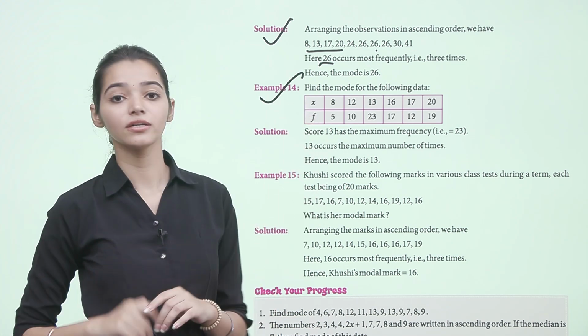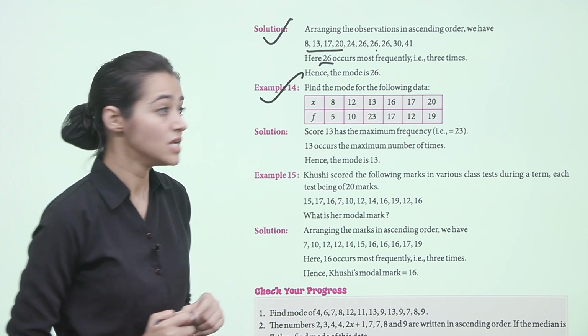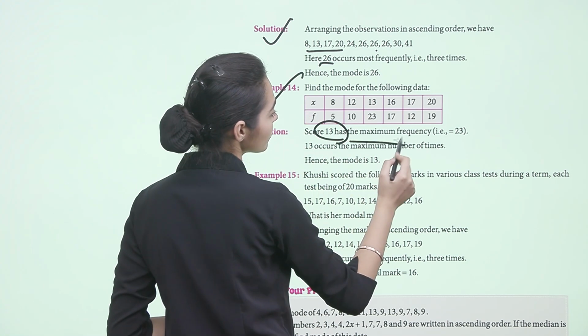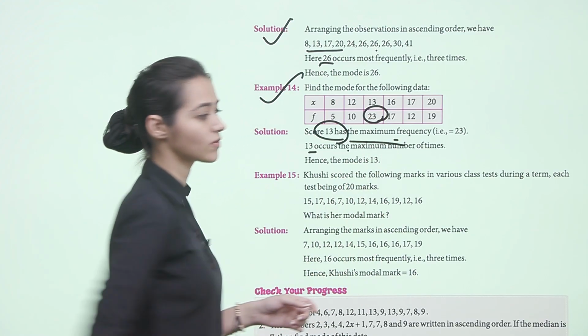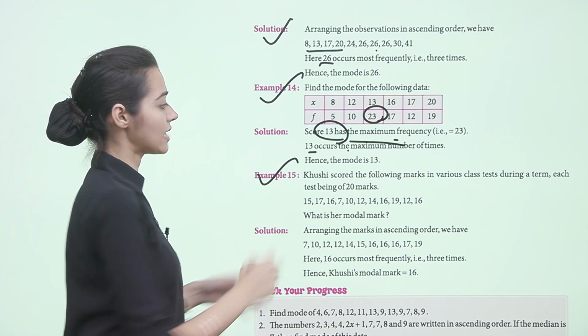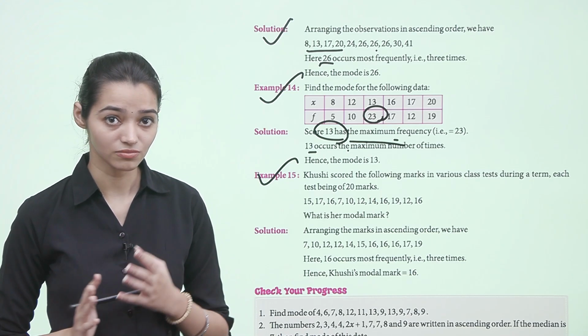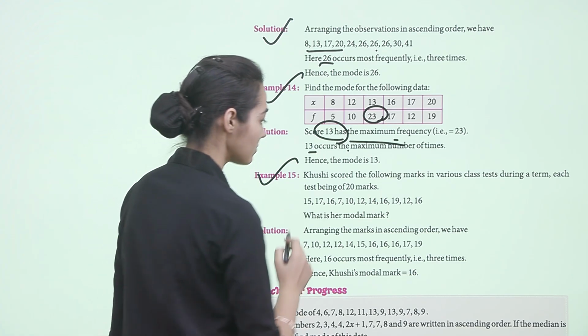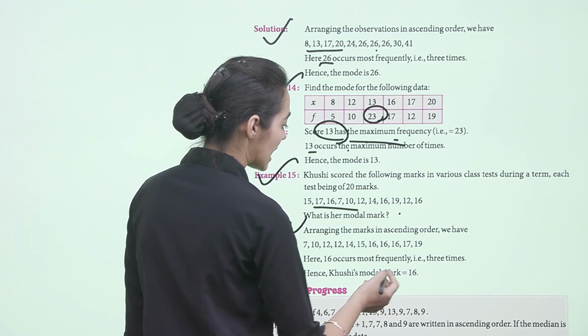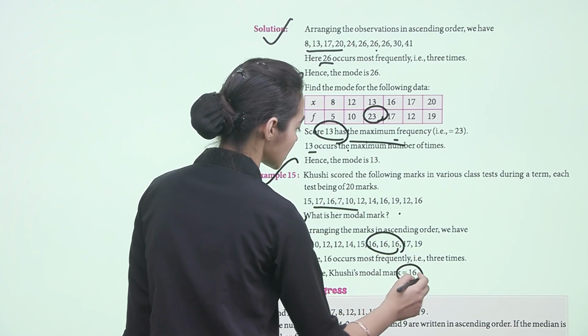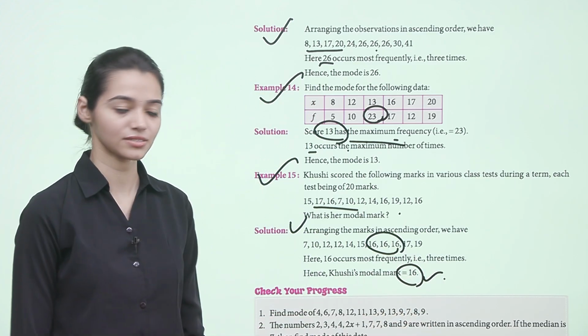In example number 14, we have to find the mode for the following data. Score 13 has what? Maximum frequency, that is what? 23. So 13 is our what? Mode. In example number 15, we are told that Khushi scored the following marks in various class tests during a term. What is her modal marks? Firstly we arrange them in ascending order, and 16 appears many times. So that means 16 is her modal marks.